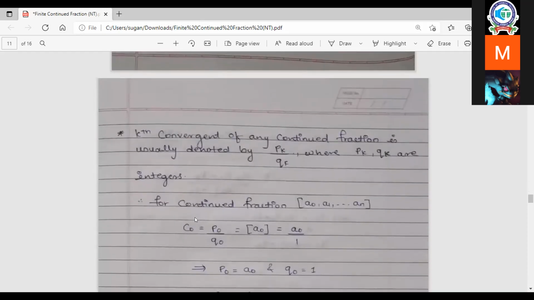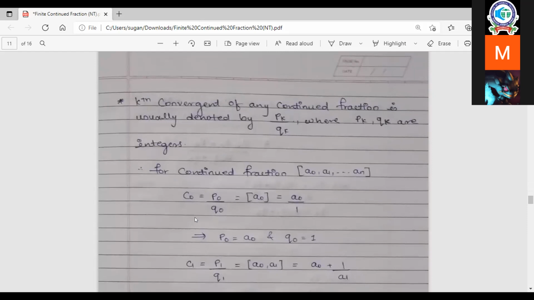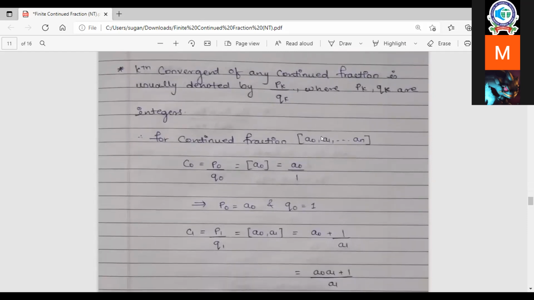So next is the kth convergent of any continued fraction is usually denoted by Pk by Qk, where Pk and Qk are integers. For continued fraction a naught, a1 up to an, we can then write C naught as P naught upon Q naught, but C naught is a naught. So we can write a naught upon 1. Then from here we get the value of P naught as a naught and Q naught as 1.